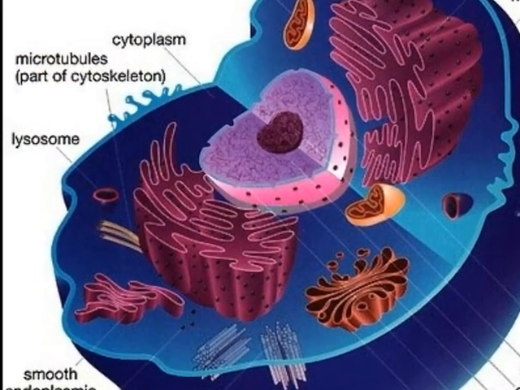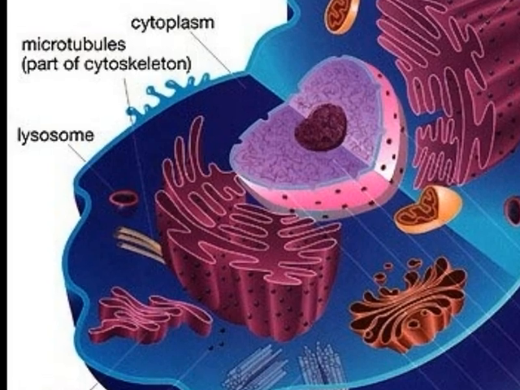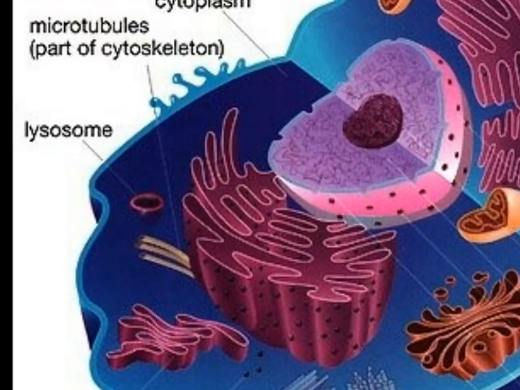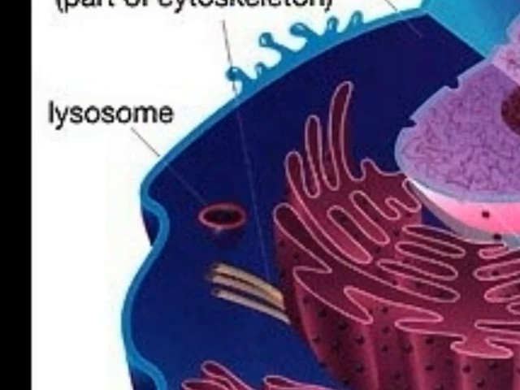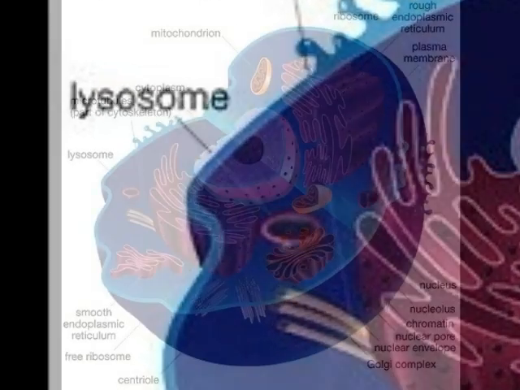Next to the vacuoles, a little up ahead, are the lysosomes. Lysosomes are small organelles filled with enzymes. They break down lipids, carbohydrates, and proteins into particles that can be used for other parts in the cell.